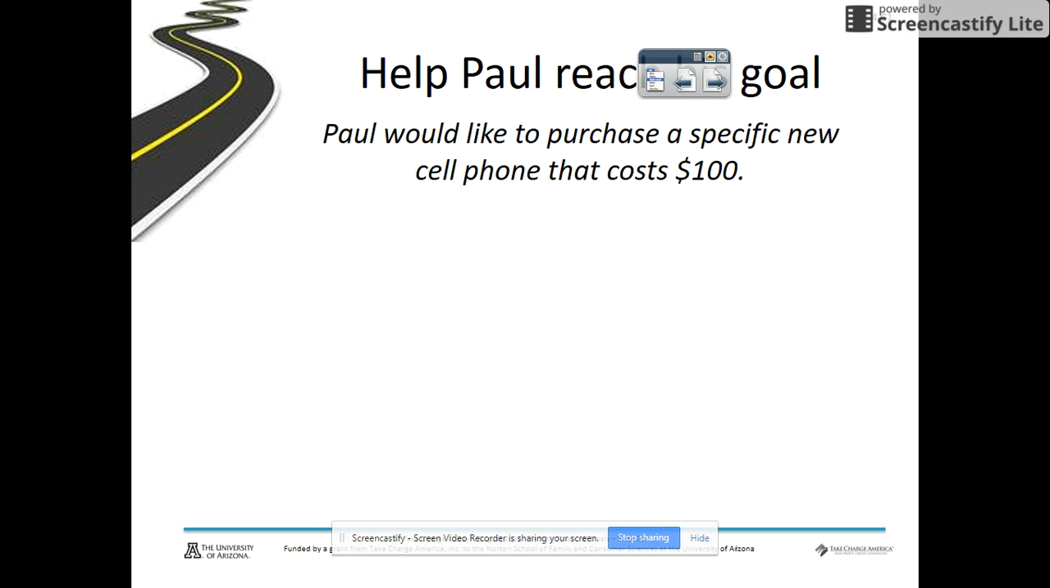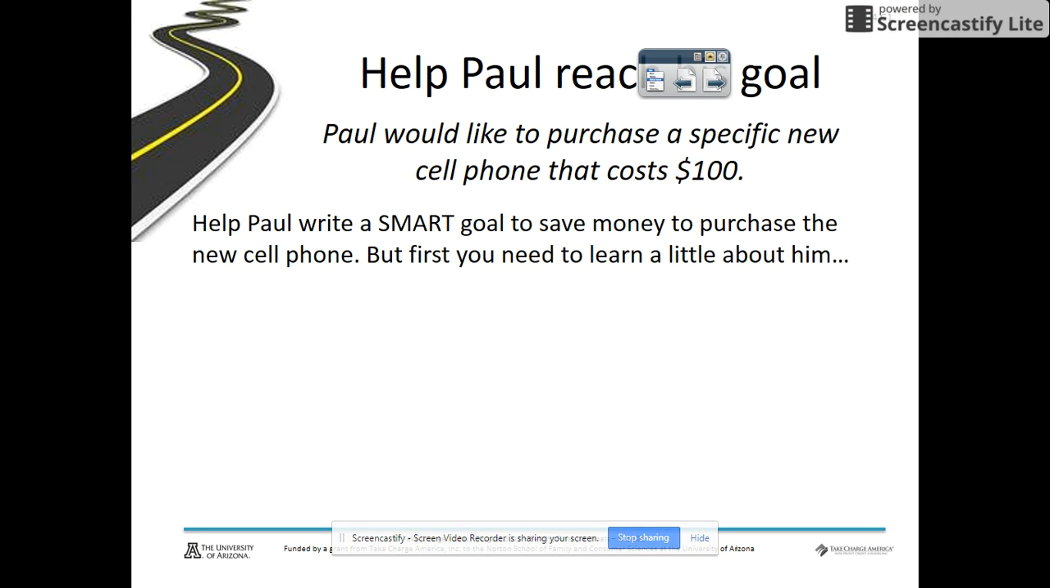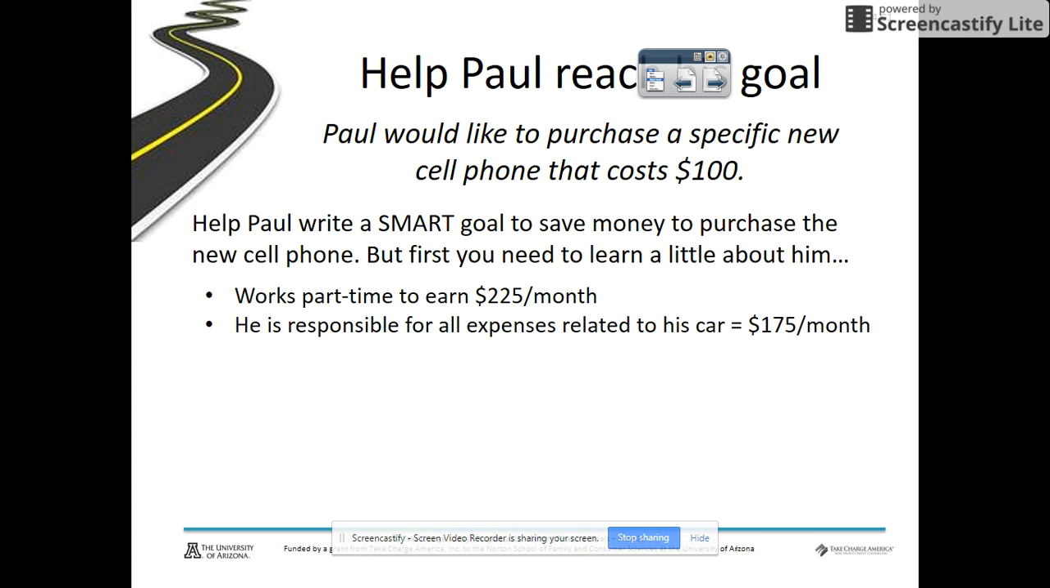All right, now, here's an example. Paul would like to purchase a specific new cell phone that costs $100. Help Paul write a SMART goal to save money to purchase the new cell phone. But first, you need to know a little bit about him. He works part-time and earns $225 a month. He's responsible for all expenses related to his car, which is $175 a month. Okay, so right away we see he only really has $50 to spare every month.